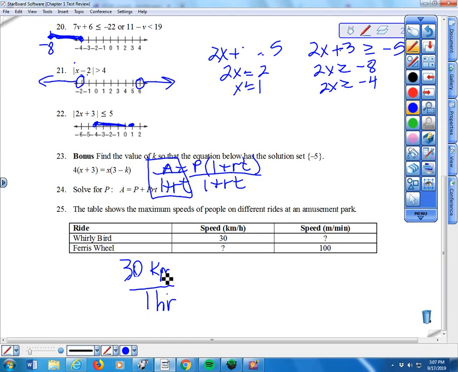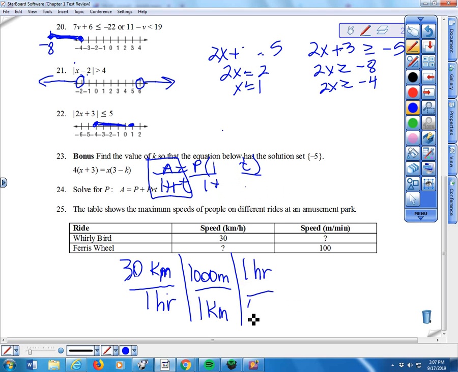I start this way. 1 kilometer is 1,000 meters. 1 hour is 60 minutes. And then I'm done, because my kilometers cancel, my hours cancel, and I'm left with meters per minute. So I take 30 times 1,000 and divide it by 60. 500.